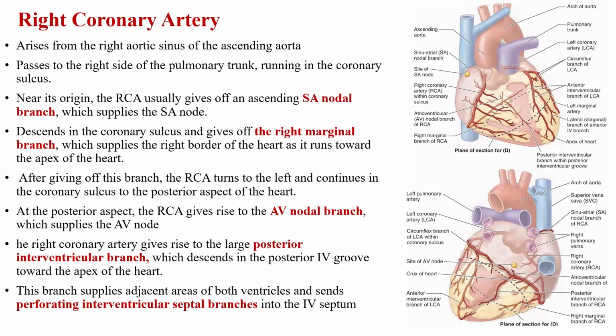So first branch is the SA nodal branch, then right coronary artery descends in the coronary sulcus, and when it reaches the right margin, it gives the right marginal artery, which supplies the right border of heart as it runs towards the apex of the heart. After giving this branch, right coronary artery turns to the left. Here you can see it turns to the left and continues in the coronary sulcus posteriorly. Here you can see it comes posteriorly in the coronary sulcus.